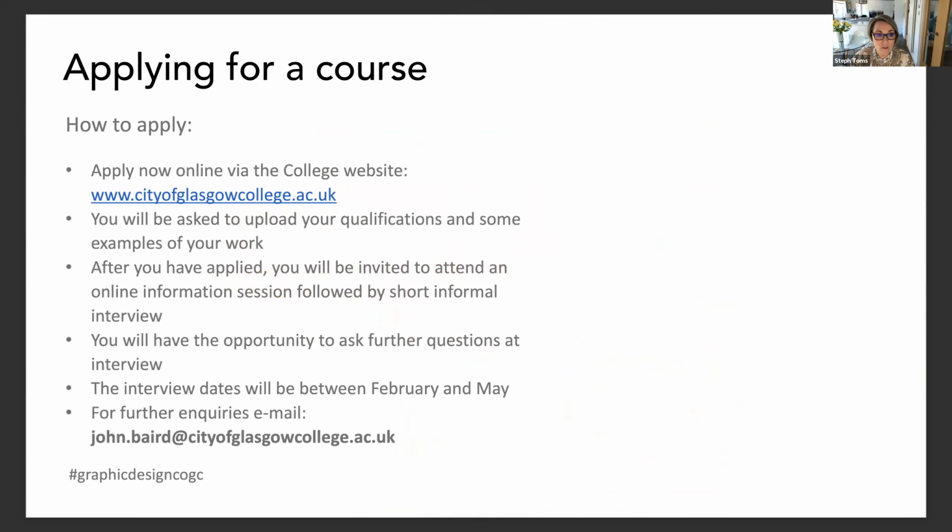So in terms of applying for the course, visit the college website, find the course that you want to apply for. You'll be asked to upload qualifications and you will get sent information about a portfolio or examples of your work. We usually invite you to an information session and a short informal interview. We're doing those online this year. We usually do them in person on campus. And you have an opportunity to find out more about the course and ask questions. The interviews are usually between February and May, but the earlier you apply, the better. And John's given his email address there for any inquiries.